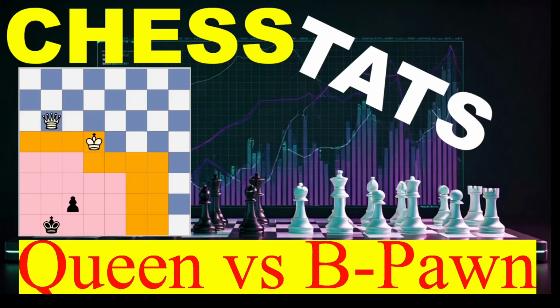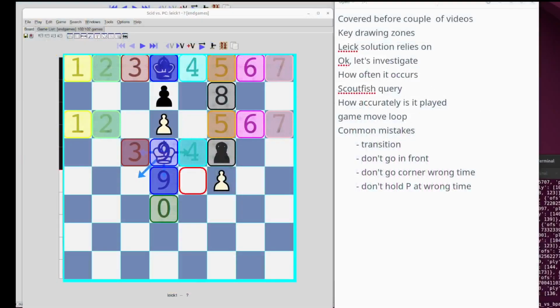The reason I'm doing this is that I did a recent video on corresponding squares where I covered Wilhelm Leick, and I came across an interesting situation which I showed in the video. We'll run over it again quickly. Let's go to the capture screen. The drawing zone of that endgame is actually relevant to his solution.